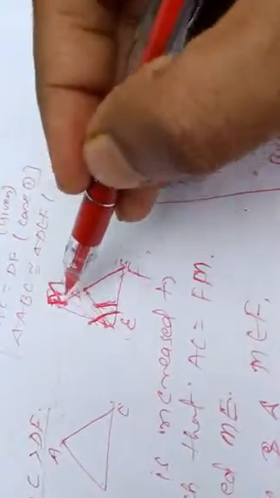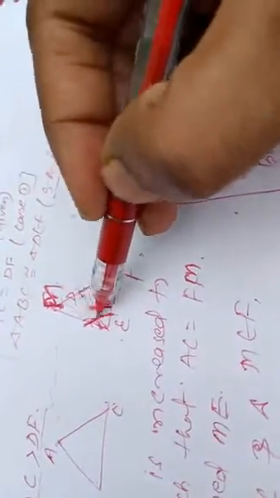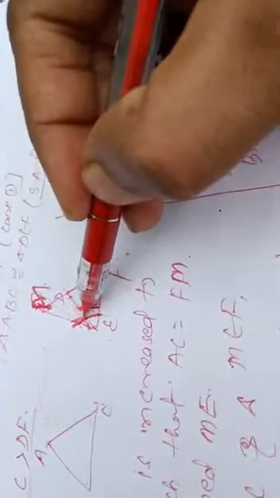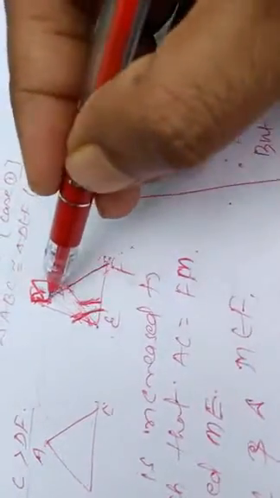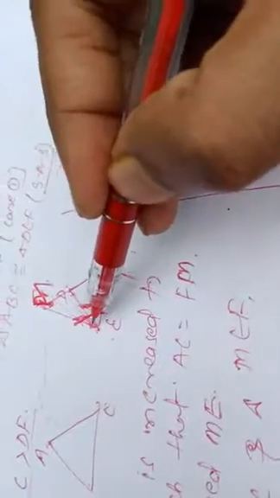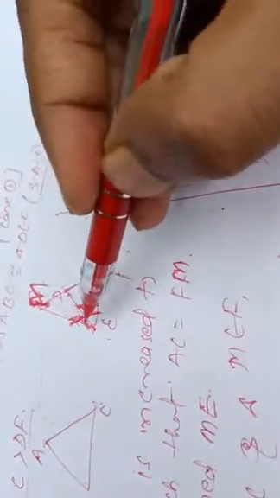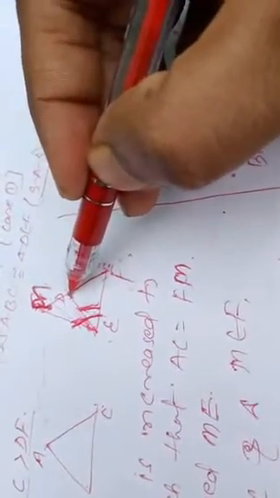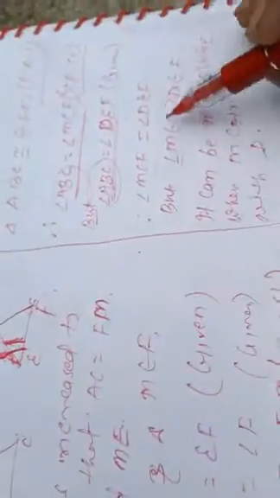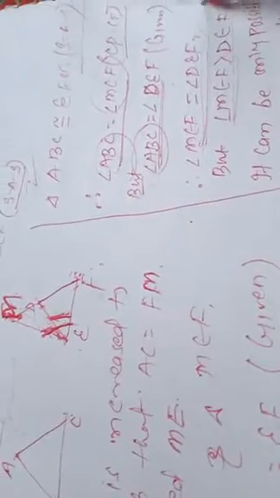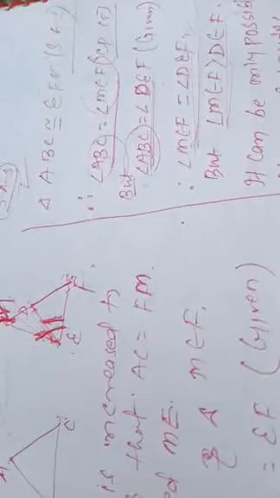Means when M comes to point D, definitely this angle will get smaller, and this EM will coincide, means it overlaps with ED, and finally when it happens, then this result can be obtained. So by this, triangle ABC is congruent to triangle DEF using the second case.